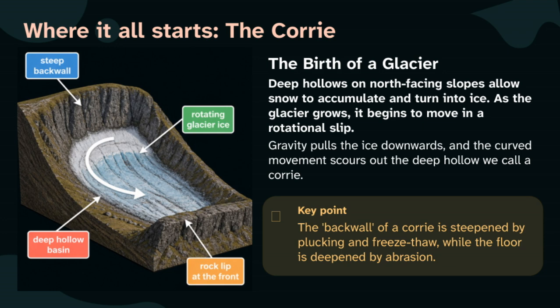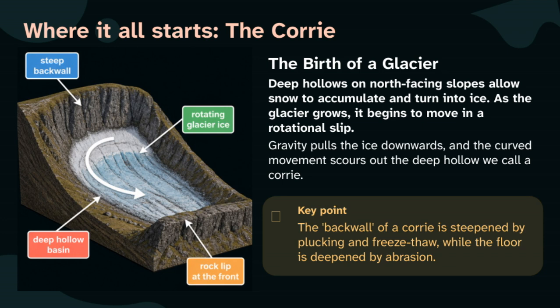This rotational movement helps erode the hollow. At the back of the corrie, freeze-thaw weathering weakens the rock, and plucking steepens the back wall by pulling blocks of rock away. On the corrie floor, abrasion deepens and smooths the hollow as rocks embedded in the ice grind against the bedrock. Over time, this creates a steep back wall, a deep hollow, and often a raised lip at the front. After the glacier melts, the hollow may fill with water, creating a small mountain lake called a tarn.